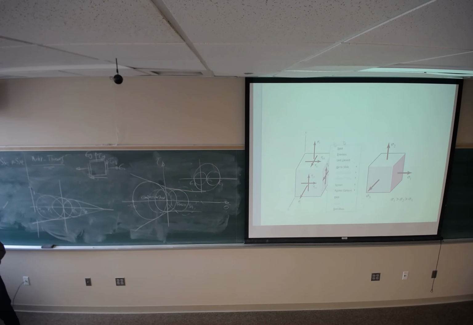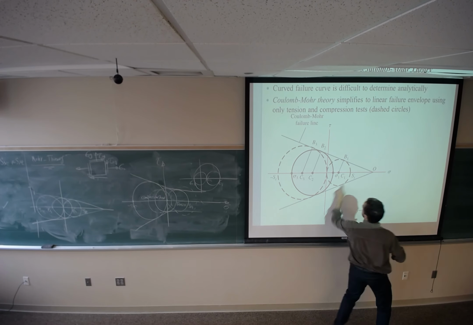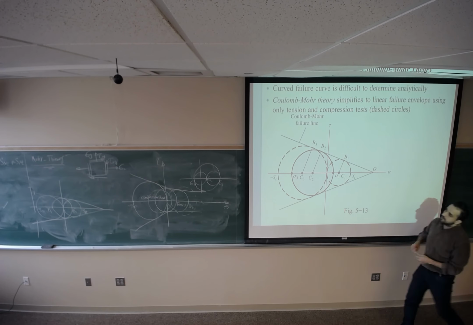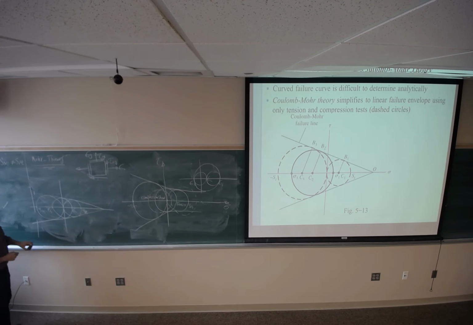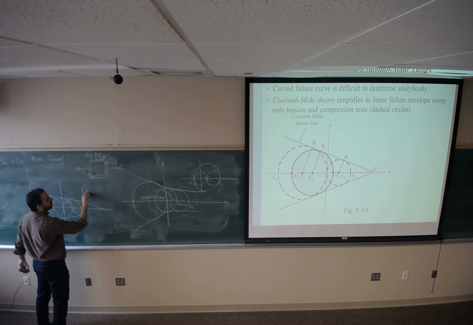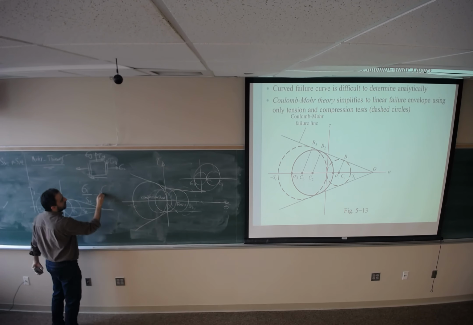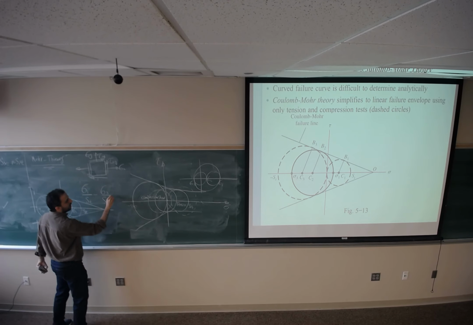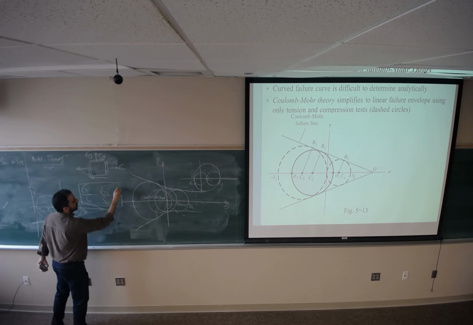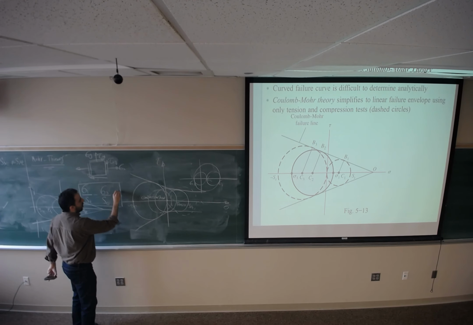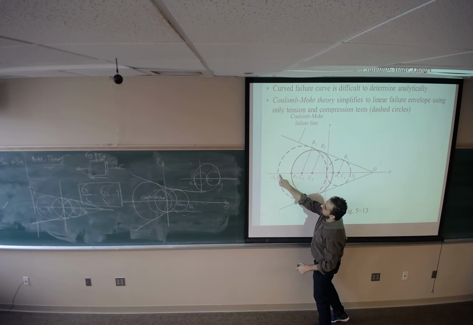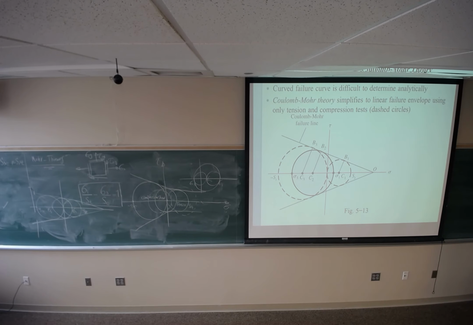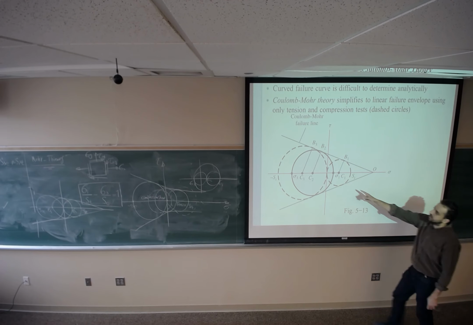Now, if this circle is tangent to these two lines, this is sigma 3, this is sigma 1, this is SYT, and this is SYC. We can prove that mathematically by looking at this graph. Sigma 1 over SYT or ST, minus sigma 3 over SC, is going to be equal to 1. So sigma 1 divided by ST minus sigma 3 divided by SC, the summation of these two is going to be 1, if the circle is tangent to these two lines.